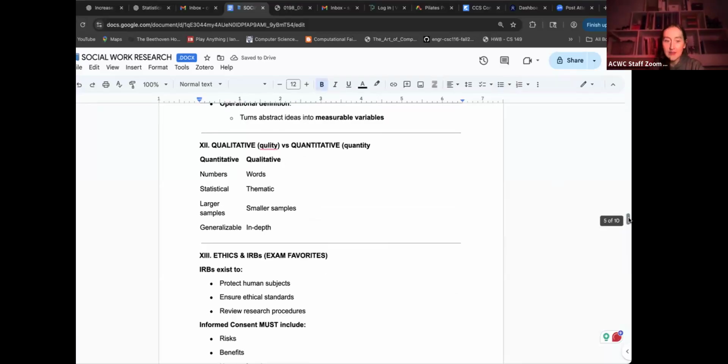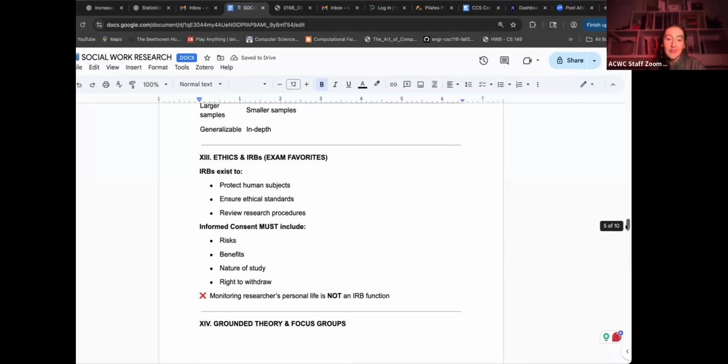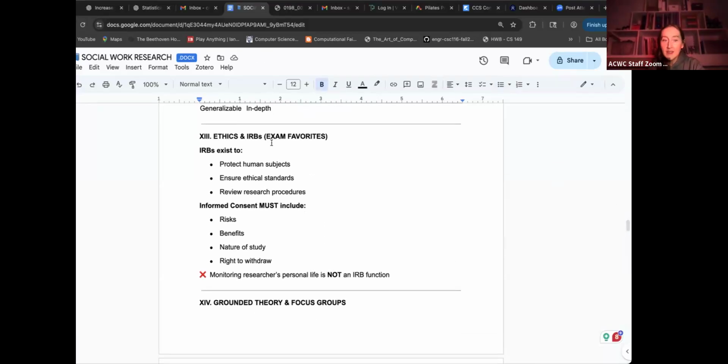Then you have ethics and your review boards. So an IRB is just there to protect humans, basically, make sure ethics are being observed. I hope we all know this one, right? An informed consent. I think we all know that one, right? You've let people know the risk involved in the research, the benefits, the type, like what's going on with the study, and like they always have a right to leave, right? You can't force them to stay in your research.